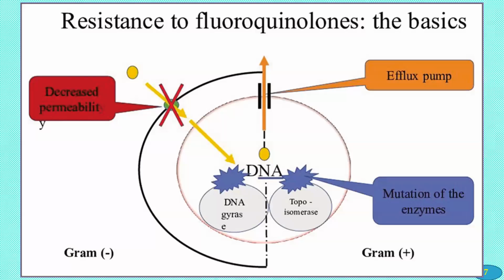So resistance, as we have already learned, the first one is the decreased permeability. The drug cannot enter inside the bacterial cell and bind with the DNA gyrase. So number two mechanism, the DNA gyrase or topoisomerase is totally changed. The binding site is not available for the quinolones. Hence, the bacteria become resistant due to the mutation of the enzymes.